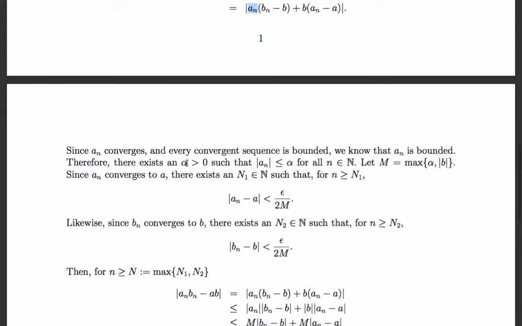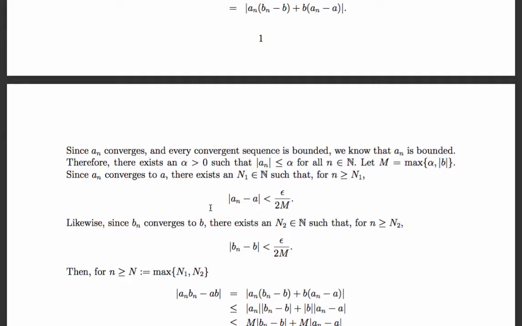So let alpha be a bound for the absolute value of A_n. Of course, we know such a thing exists because, again, every Cauchy sequence is bounded. So let M be the larger of the two values, the bound for A_n or the absolute value of B. Only two numbers, one of them has to be bigger than the other, unless they're equal, in which case M is equal to both of them.